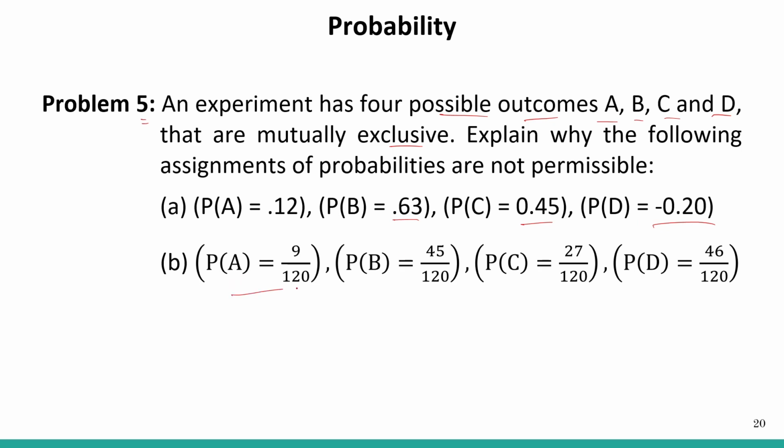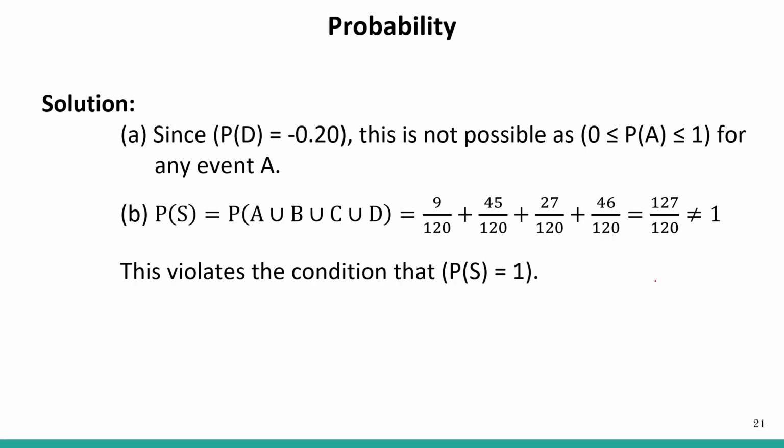So probability of A will be equal to 9 by 120. Probability of B is equal to 45 by 120. Probability of C is equal to 27 by 120. Probability of D is equal to 46 by 120. Since probability of D is equal to minus 0.20, this is not possible as the probability must lie between 0 and 1 for any event. Also, probability of S is equal to probability of A union B union C union D, so it will be 9 by 120, 45 by 120, 27 by 120 plus 46 by 120 added all together, which is equal to 127 by 120, and that is greater than 1.